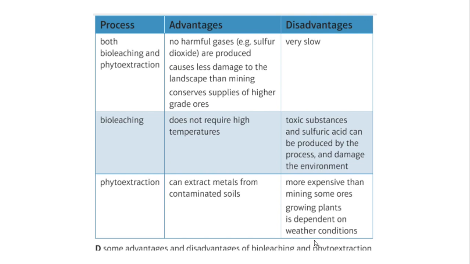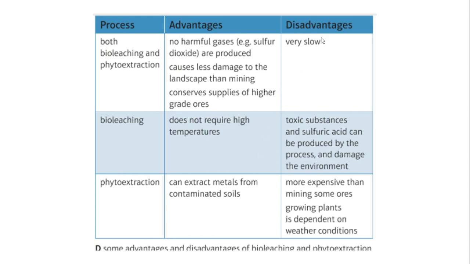This table shows us the advantages and disadvantages of bioleaching and phytoextraction. So phytoextraction has the advantage of not producing harmful gases, such as sulfur dioxide, which causes acid rain, and causes less damage to landscape than mining. Notice we've been very specific with the environmental damage there. And it means we can conserve supplies of higher grade ores by using lower grade ores. And then specific to phytoextraction, it means we can extract metals from contaminated soils.